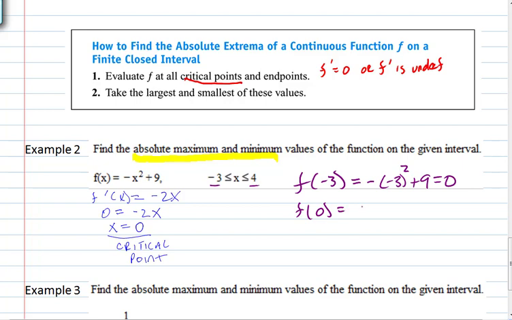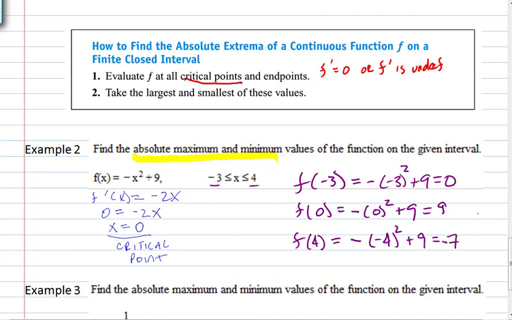F of 0 is the opposite of 0 squared plus 9, and that is 9. And F of 4, because we got to check the endpoints as well, is going to be the opposite of -4 squared plus 9. Well, 4 squared is 16. 16 minus 9 is 7.